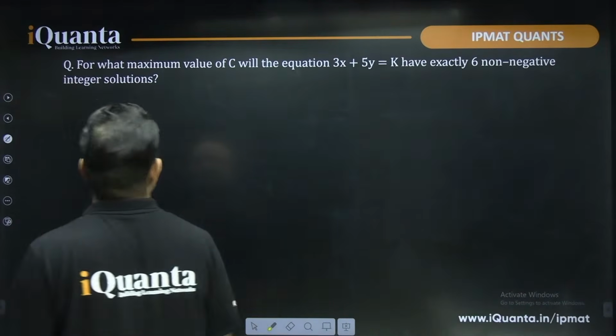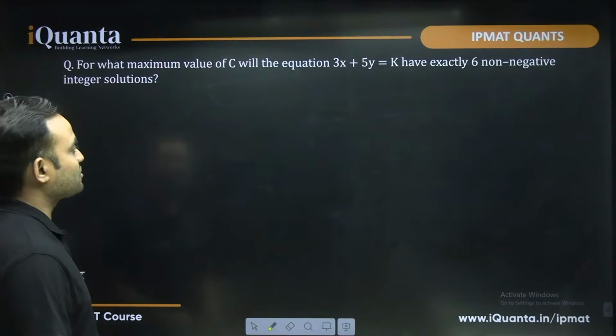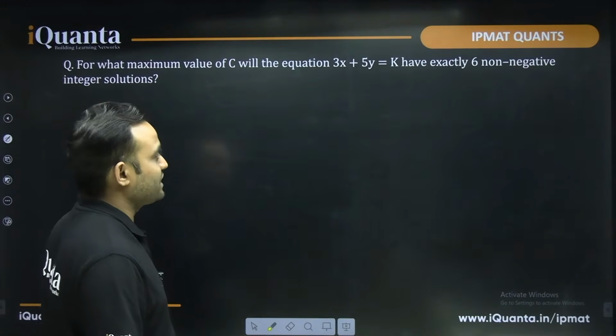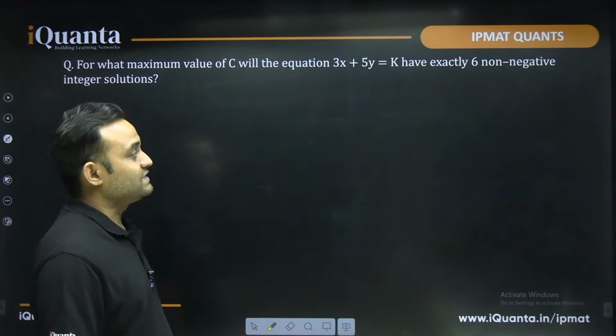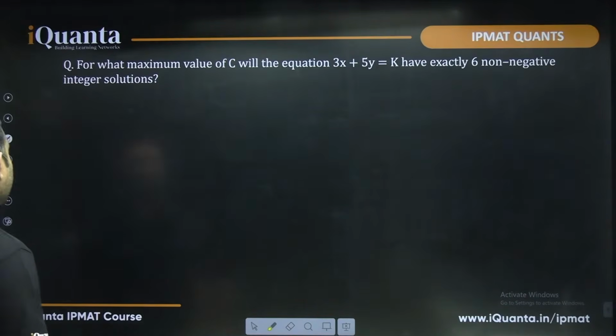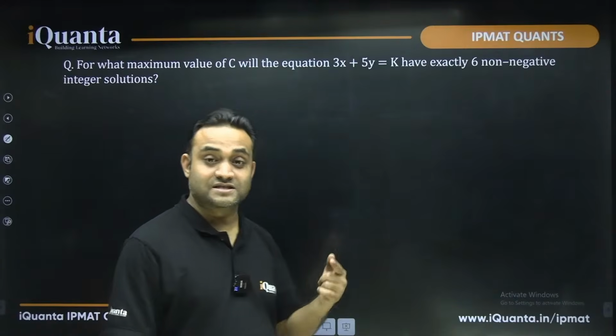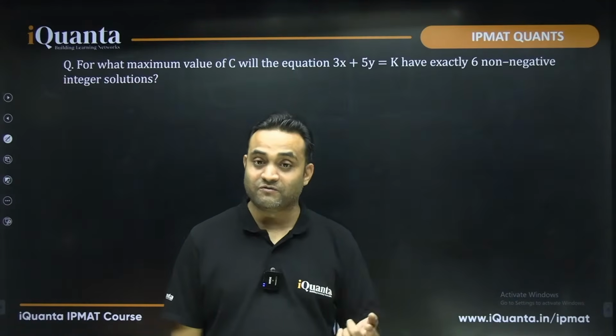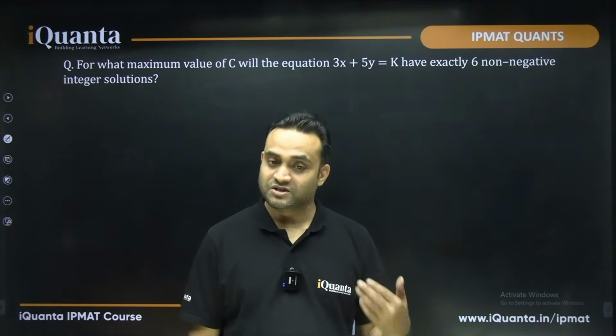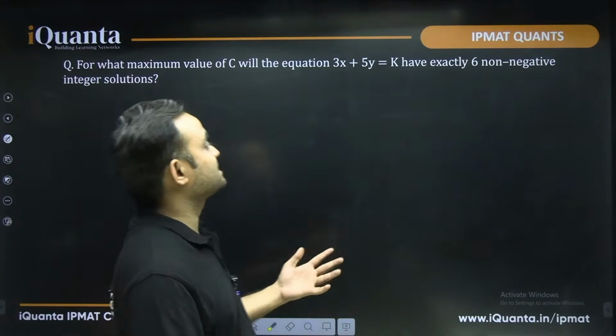For what maximum value of k will the equation 3x plus 5y equal to k have exactly 6 non-negative integer solutions? Remember, in the last session we did a similar question where we had to find the minimum value in such situations. Today we are going to have to find the maximum value.